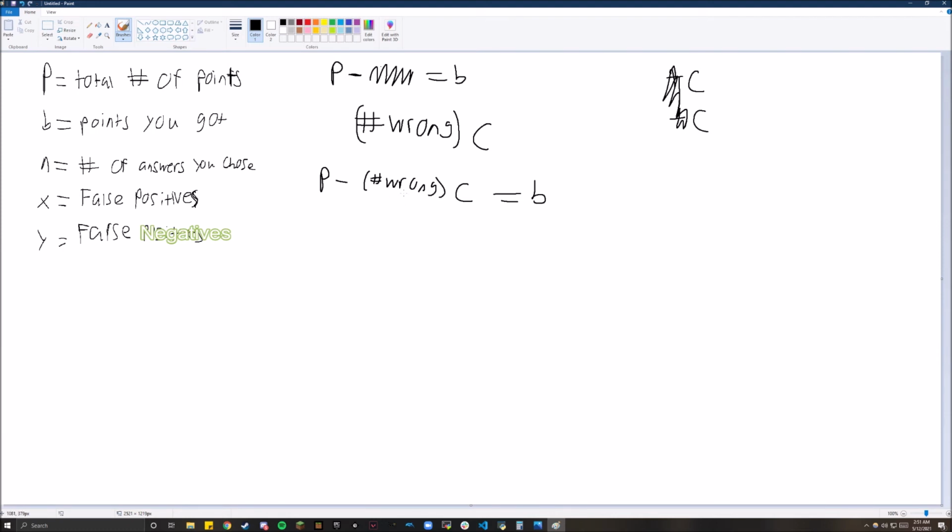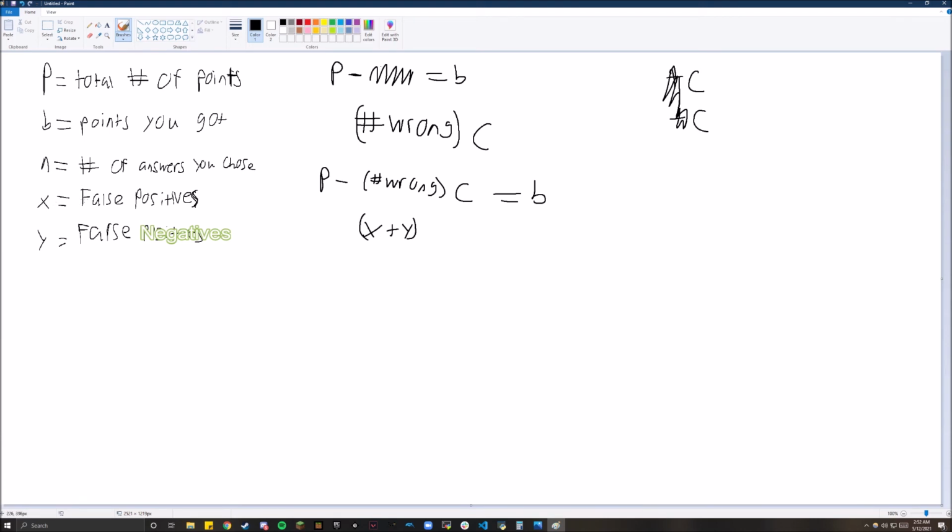And so now we can look at how do we represent the number that you got wrong? How many answers did you get wrong? Well, it might be confusing at first, but it is just X plus Y. The number that you got wrong is just X plus Y.